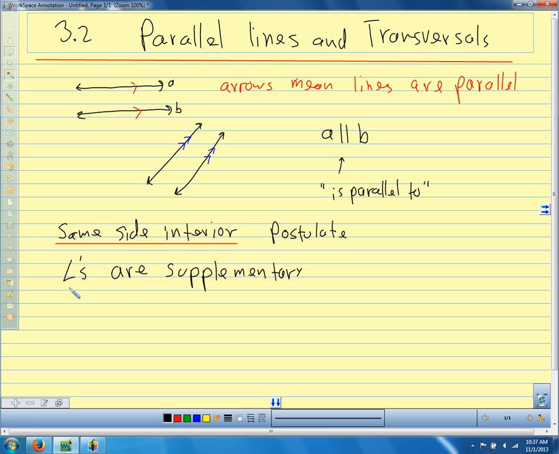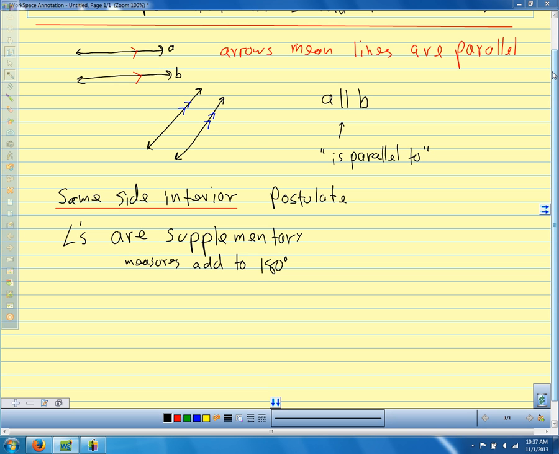And supplementary means their measures add up to 180. Just if you need to write that reminder in or on the side or something. So that's a nice property of parallel lines. When we have two parallel lines cut by a transversal, those same side interior angles add up to 180 degrees. All right.